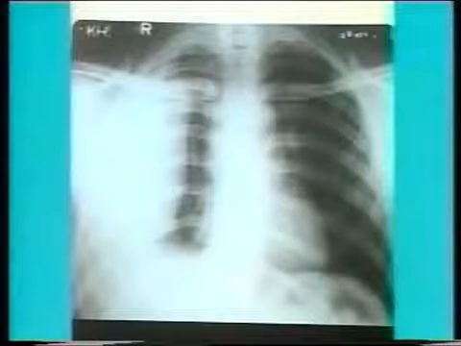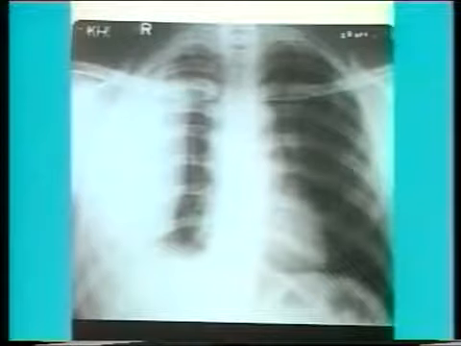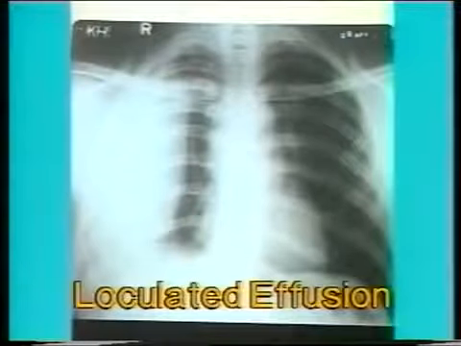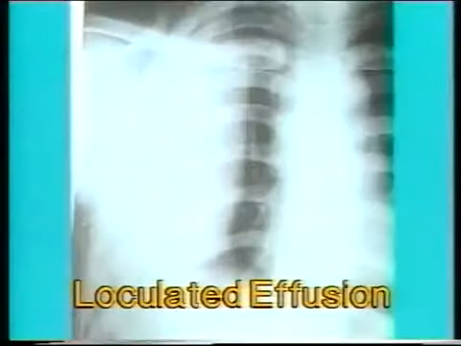Now in this X-ray, there is a homogeneous fluid opacity with a smooth curved border, but it has not a concave but a convex border. This is an encysted pleural effusion where the fluid is loculated due to pleural adhesions. The opacity is peripheral and its convex border is towards the lung. This is characteristic of an encysted or a loculated pleural effusion.